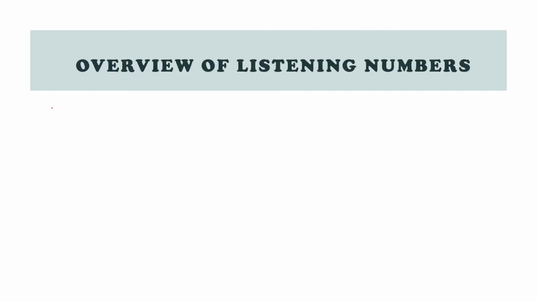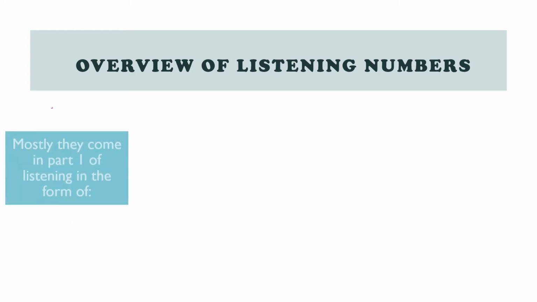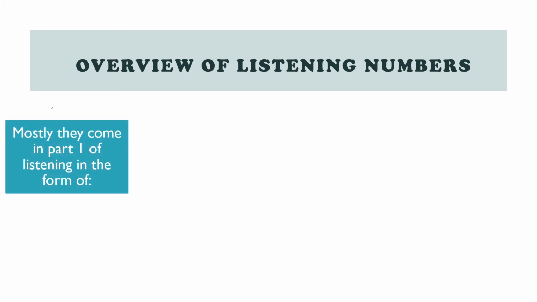So first let's see what kind of listening numbers do we get in our exam. First one is they come in section 1. Most of the time they come in section 1, that is the table or notes completion. Sometimes they also come in 3 and 4, but it is very rare. Dates do come in all the sections.